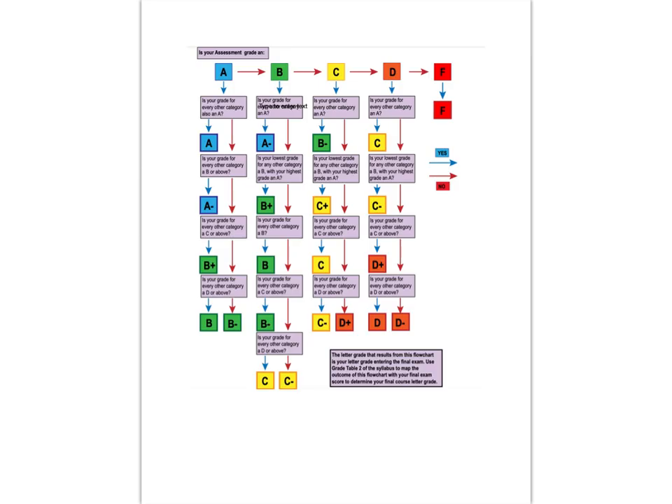We'll go to the flowchart, and the flowchart actually tells you your grade going into the final. So with the flowchart, we start at the C level because that's what her assessment grade is. And the first question is, is your grade for every other category an A? Well, we had A's and B's, so we can't answer yes, we have to go no. And the next question is, is your lowest grade for any other category a B with your highest grade an A? Yeah, that's true. So her performance on the other aspects, going into the final, she has a C+.